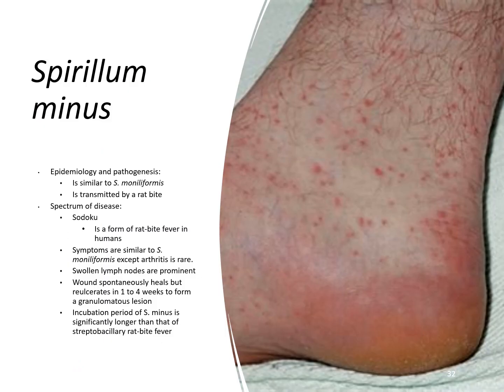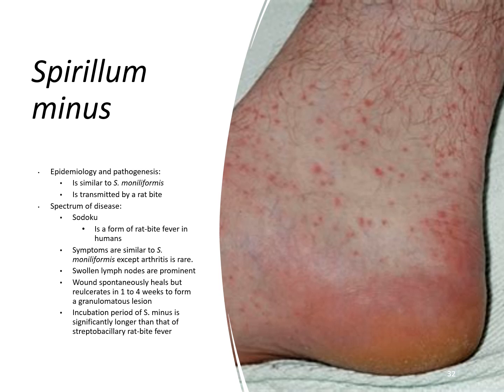Spirillum is very similar to Streptobacillus, and it is transmitted through a rat bite. The disease associated with this is Sodoku, a form of rat bite fever in humans. The symptoms are very similar, with the main difference being that you don't develop the arthritis with this organism. You can have swollen lymph nodes, and they can be very prominent.